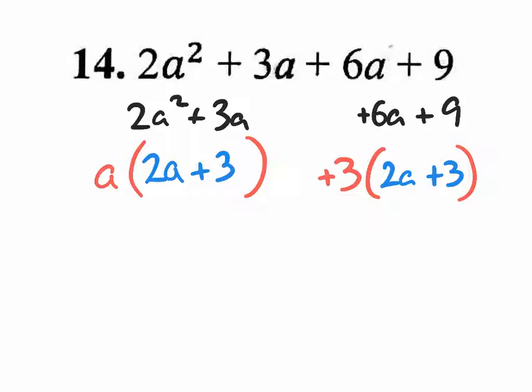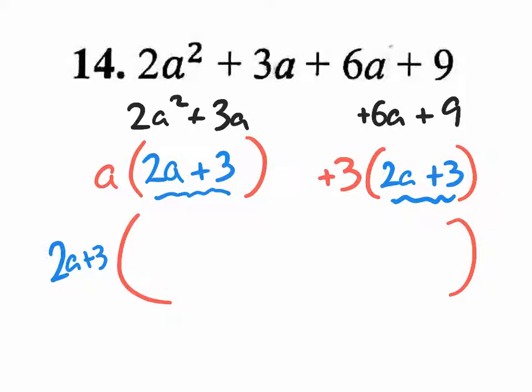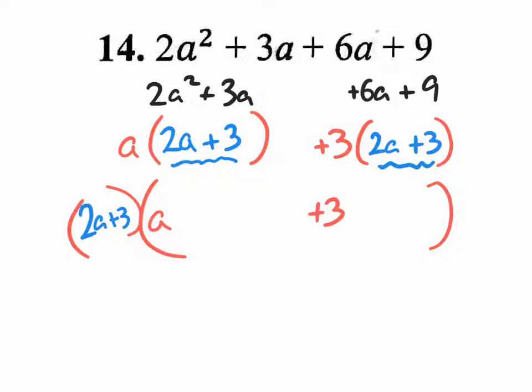And that works out great because we have the same exact blue binomial right there. So we're going to take a step back of the whole thing, and I'm going to pull out that 2A plus 3 and put it out here in the front. What would I have left on the inside of the parentheses? The A and the plus 3. And that's it. So of course, let's write this with the correct size parentheses.